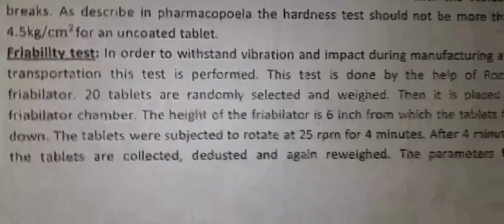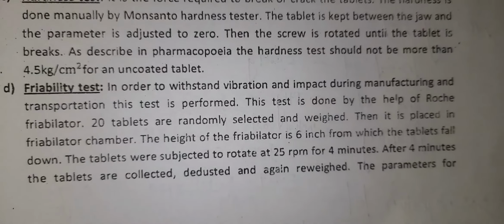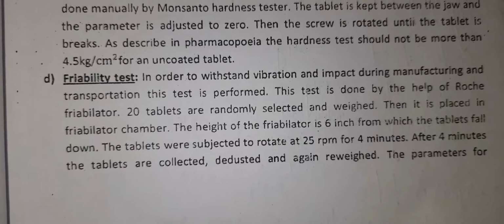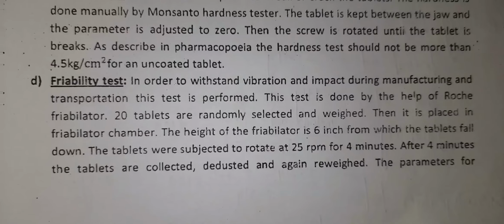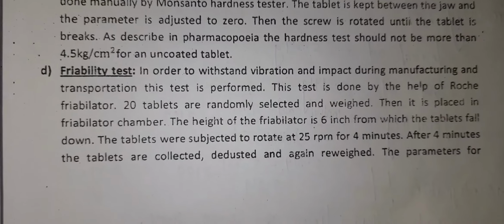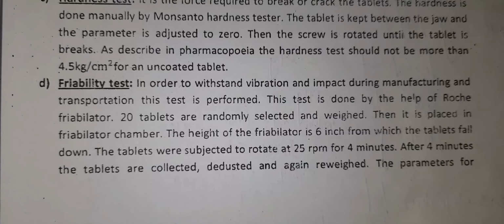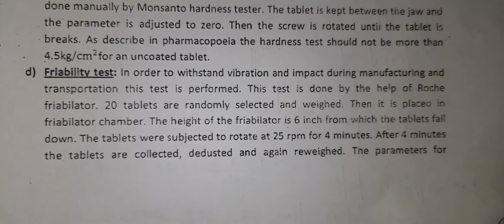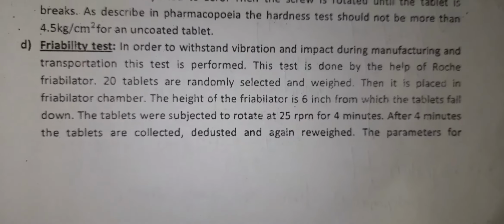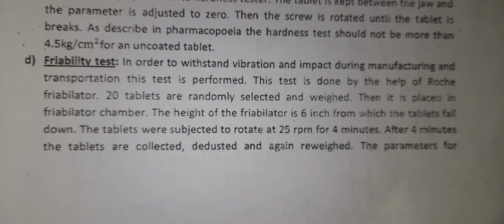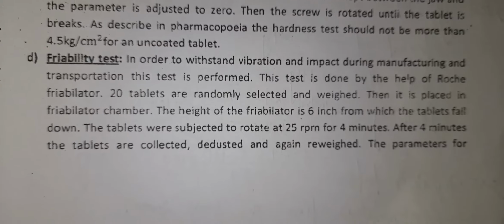Then the friability test. In order to withstand vibration and impact during manufacturing and transportation, this test is performed. This test is done by the help of a Roche friabilator. About 20 tablets are randomly selected and weighed. It is then placed in the friabilator chamber. The height of the friabilator chamber is 6 inch, from which the tablets fall down. The friabilator was subjected to rotate at 25 rpm for 4 minutes.